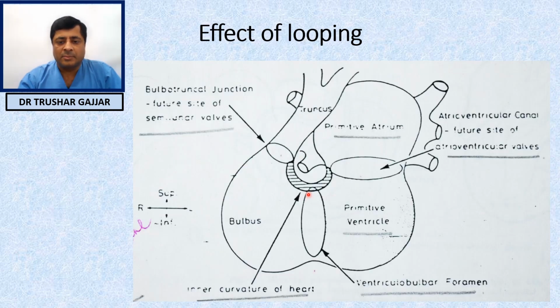So with the bulboventricular looping, the straight heart tube has developed some kind of shape which is looking like a heart. It is having two curvatures, the inner curvature and the outer curvature. Remember this inner curvature, which is very important during the future development of the various parts. With this looping, the atrioventricular canal and the bulbotruncal junction came in the same line, and the bulboventricular foramen became perpendicular to the above two.